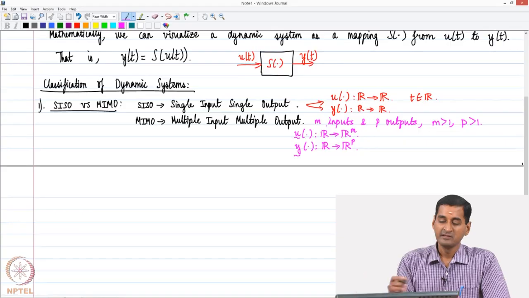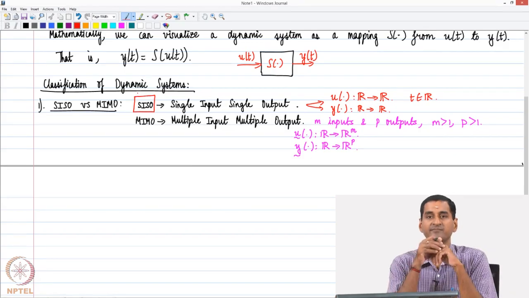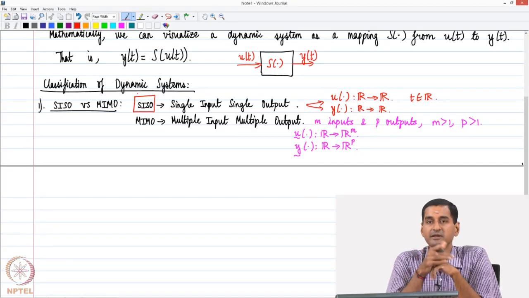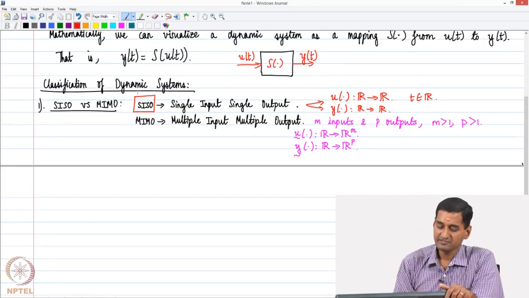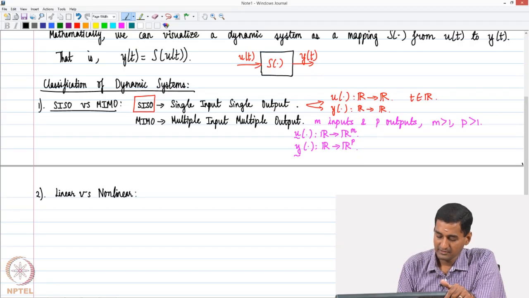In this particular course we are going to be interested in SISO systems, SISO dynamic systems. That is the class of systems we would be focusing on in this course. So, the first classification was based on the number of inputs and outputs. The second classification that we are going to look at is whether a particular system is linear or non-linear.